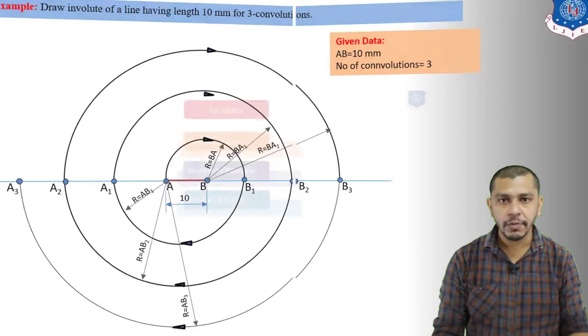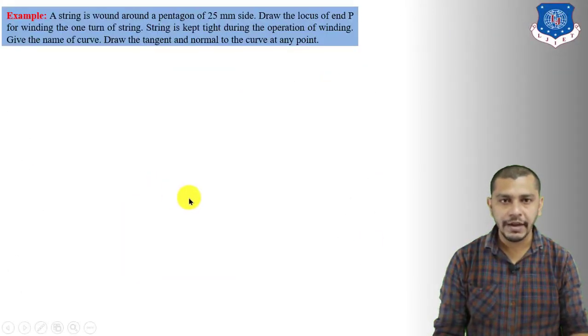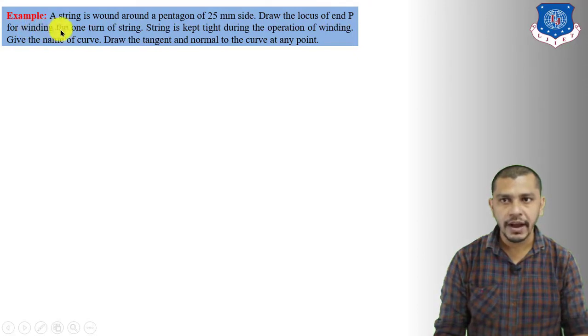Now let's move on to the next problem, the involute of a pentagon. The problem is: a string is wound round a pentagon of 25 mm side. Draw the locus of end point P for winding 1 turn of the string. The string is kept tight during the operation of winding. Give the name of the curve. Draw the tangent and normal to the curve at any point. Here the curve will be an involute because the question represents the definition of the involute.